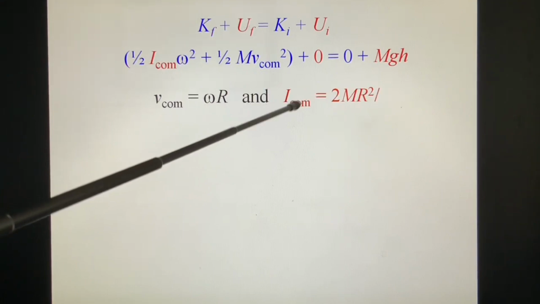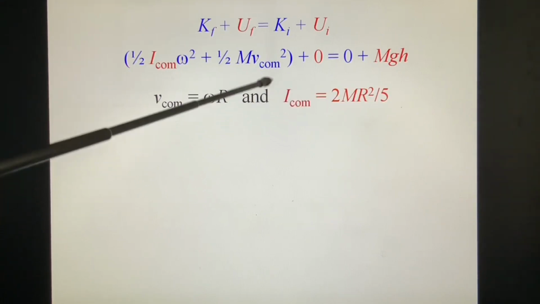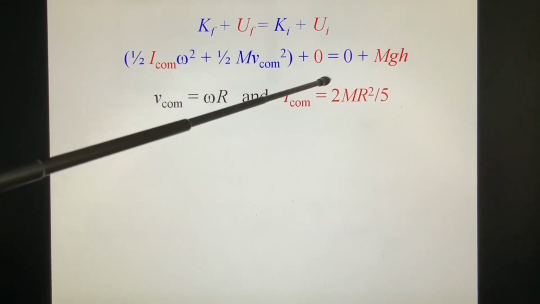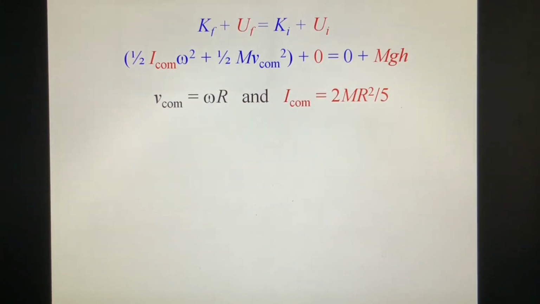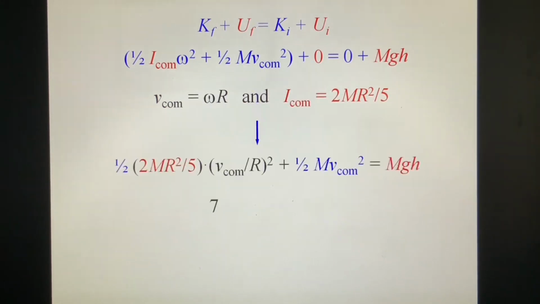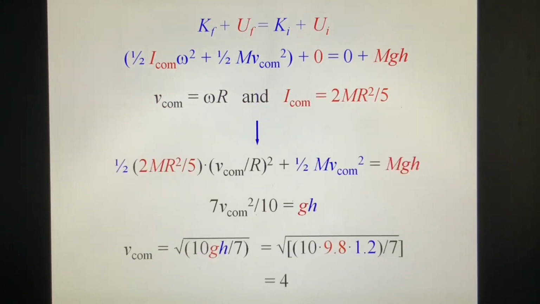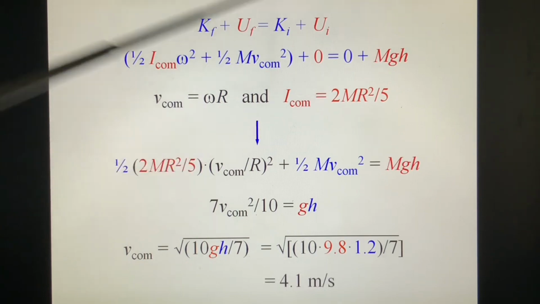And I_com, for the ball, we check the table, is equal to 2mr squared over 5. We put this inside and we get the answer. I'm not going to do it. This is 4.1 meters per second. Now, the important thing is this one. If you know the physics, it's a very easy one.